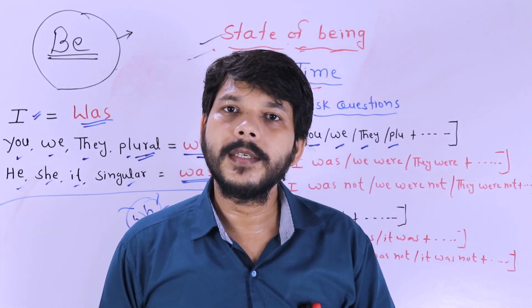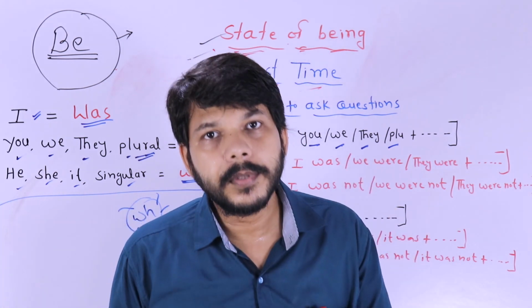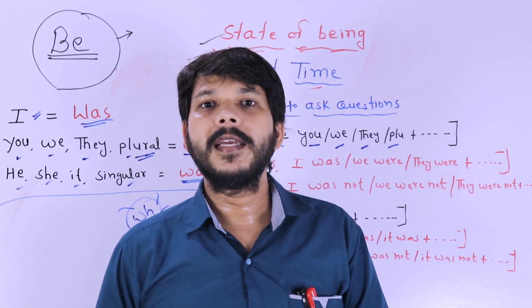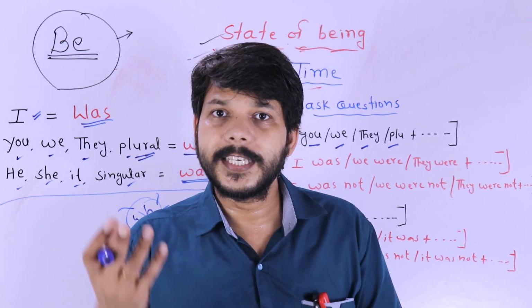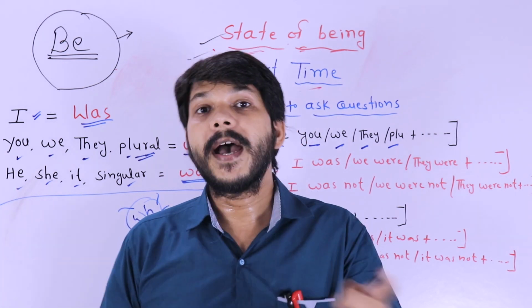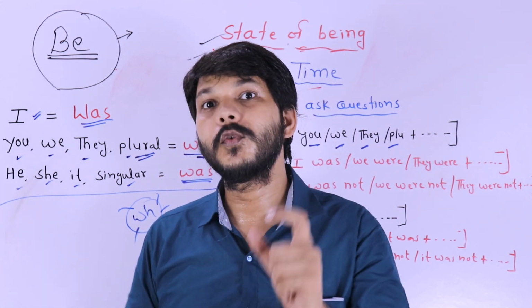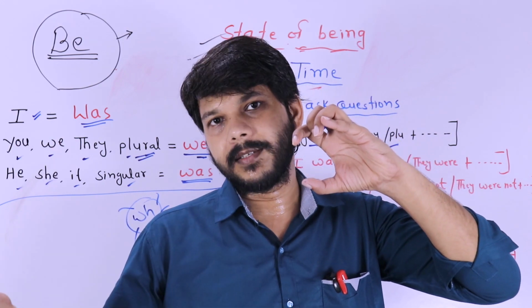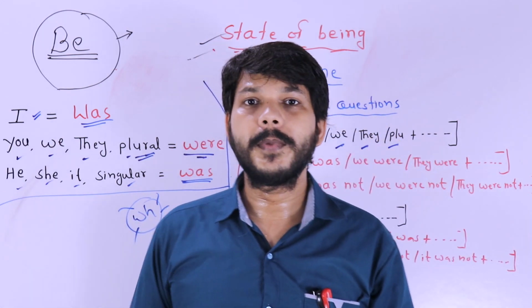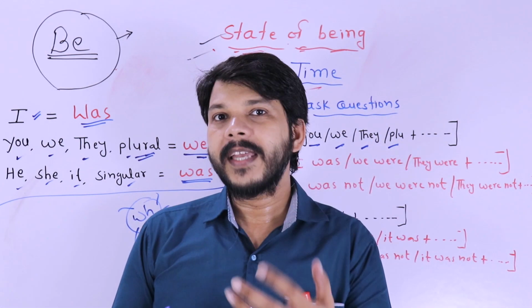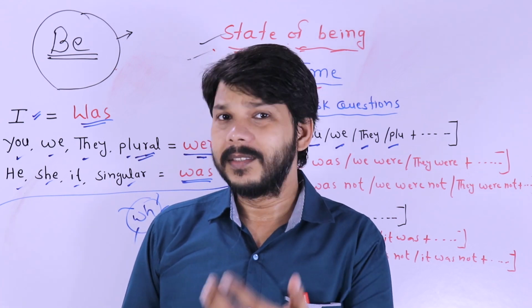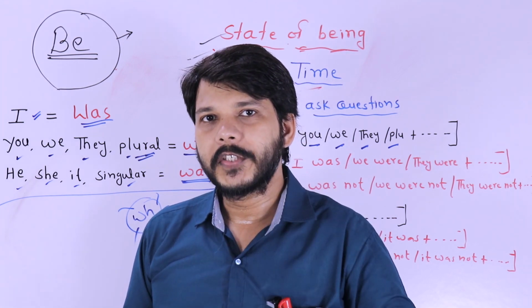Where were you in the morning? Hey, I was in the temple. Where were you in the evening? Hey, I was with my friend. I was at my friend's home. Like that. Why were you there? If somebody is asking why were you there, it means the person wants to know the reason. Why means reason. Hey, I was there because my friend wanted to meet me. When were you there? I was there in the morning. So you can ask questions like this.